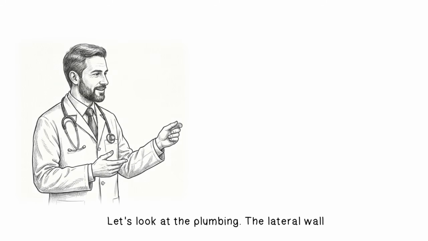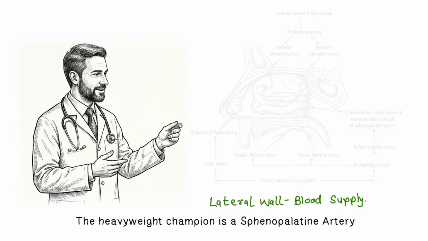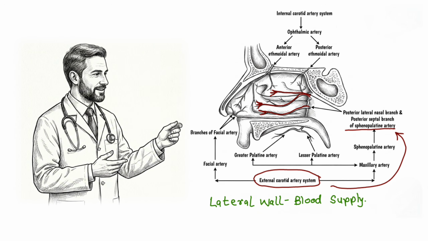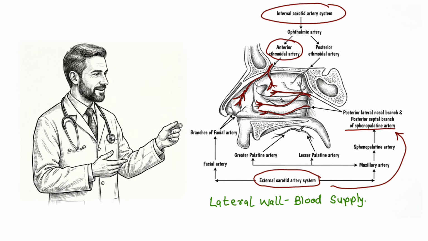Let's look at the blood supply. The lateral wall has a dual arterial supply. The heavyweight champion is the sphenopalatine artery, a branch of the external carotid system, often targeted in severe nosebleed. But the top of the wall is supplied by the anterior ethmoidal artery, which stems from the internal carotid system via the ophthalmic artery. And the superior labial artery supplies the Agger nasi cells.